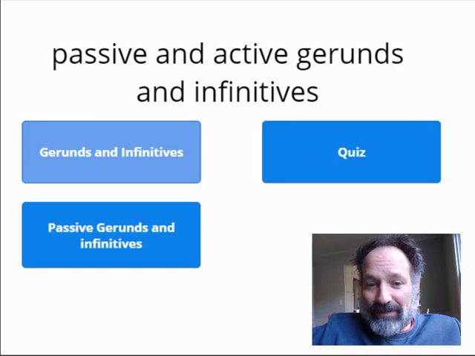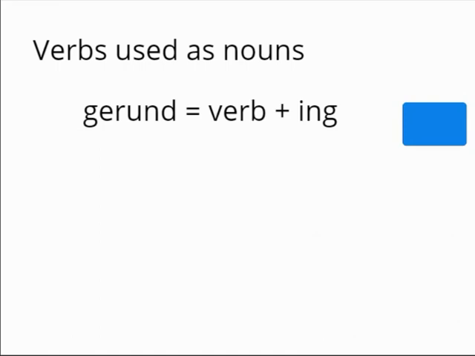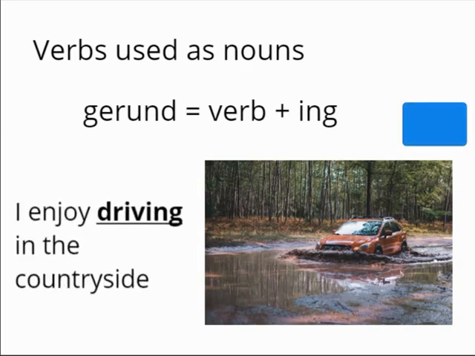Let's start by reviewing what gerunds and infinitives are. Gerunds and infinitives are verbs used as nouns. The gerund is verb plus ing, like I enjoy driving in the countryside. So after the verb enjoy, I use verbing, or the gerund.